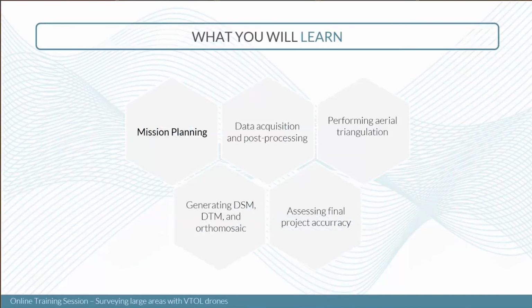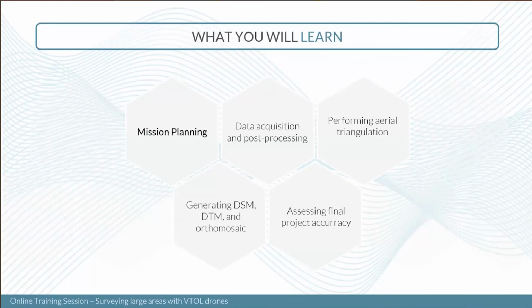What are you going to learn today in the session? So first, Stefan will talk about how to correctly plan a mission with a Quantum Systems VTOL drone. He will then explain how to collect the optimal drone imagery and how to post-process it to get the best results possible. And I will then discuss how to perform the aerial triangulation with the PPK data in our Correlator 3D software. The aerial triangulation is probably the most important step in the photogrammetry processing, and you'll understand why in a few minutes.